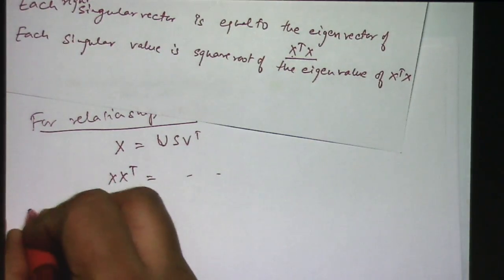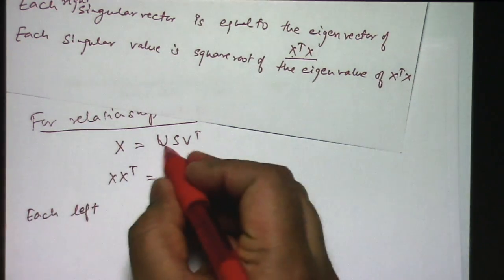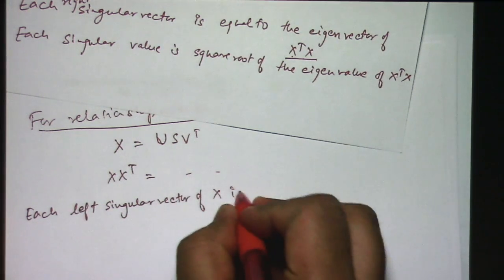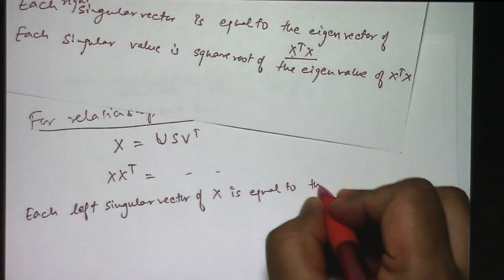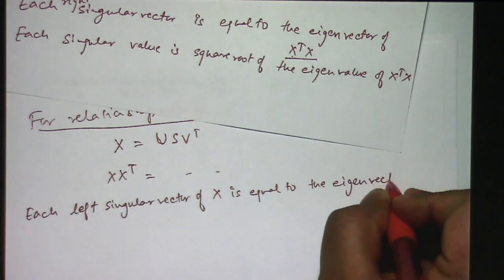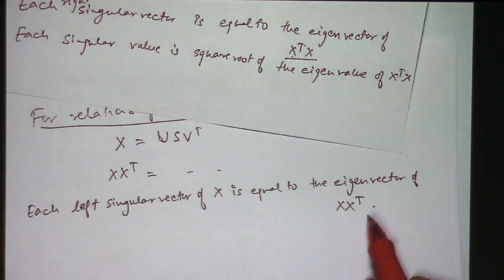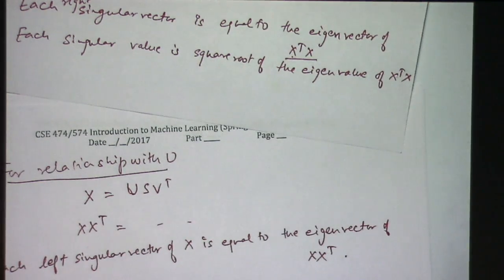And what you will see is that each left singular vector of X, which is in the U, is equal to the corresponding eigenvector of X transpose. So just flipped. So it doesn't help us for a PCA, but these are the relationships. And the eigenvalues will be the same. So each singular value of X is equal to the square root of the eigenvalue of X transpose.